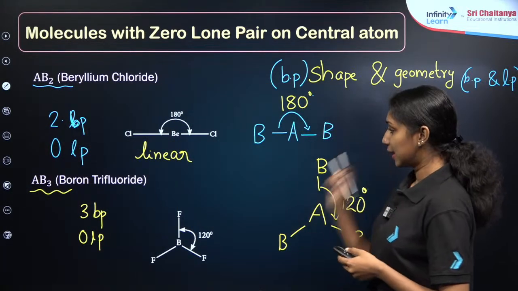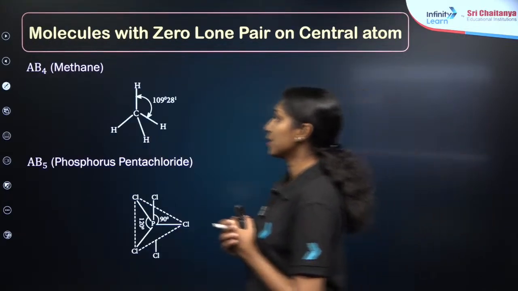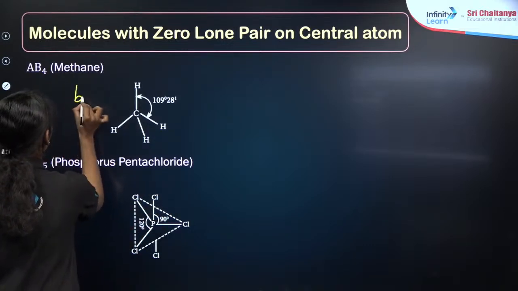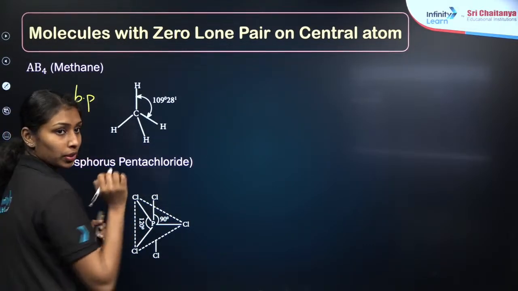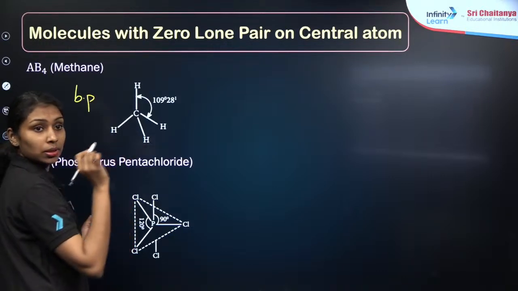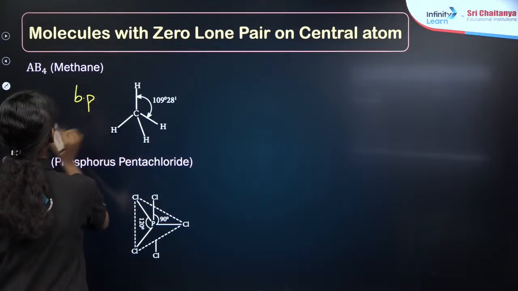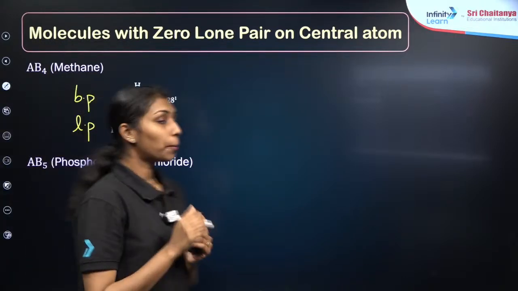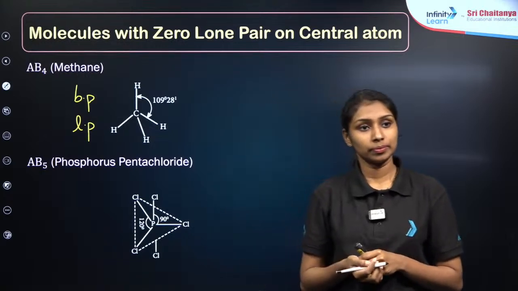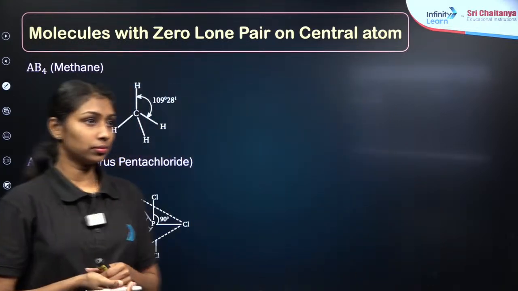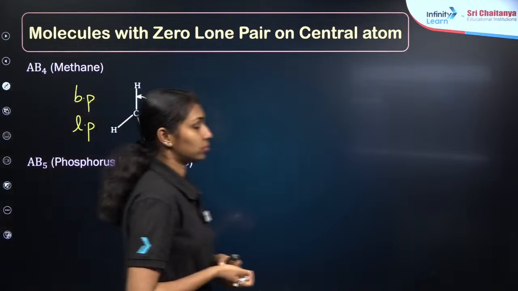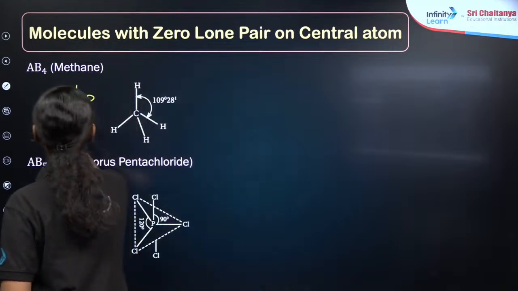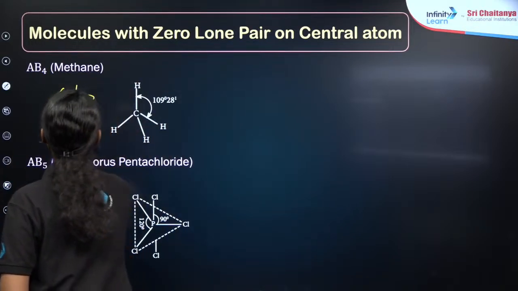Now let me move to the third type of molecules, that is the AB4 type, right? What will be the bond pairs here? AB4, how many bond pairs will be present? Four, right? 4 bond pairs are present here, and again 0 lone pair.